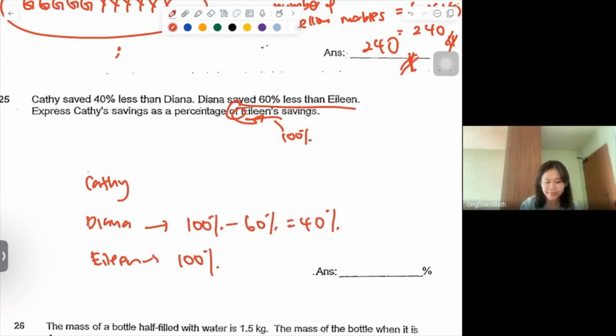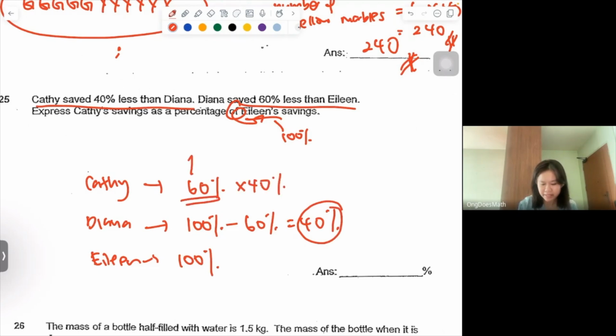Now next is the tricky part. Katie saved 40% less than Diana, which means that Katie only saved 60% of whatever Diana had. So it's 60% of what Diana had. Diana had 40%, so you times 40%. Like I said, this 60% comes from 100% minus this 40%, because Katie saved 40% less than Diana, which means that Katie saved 60% of whatever Diana has.